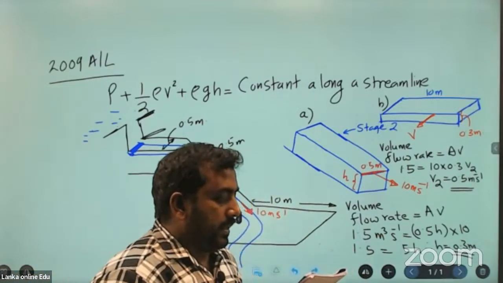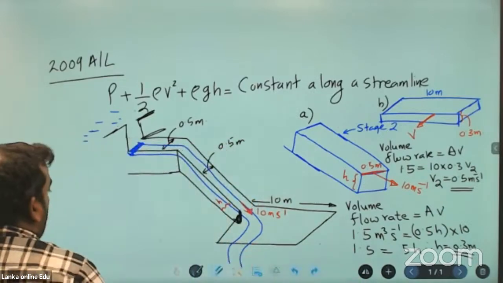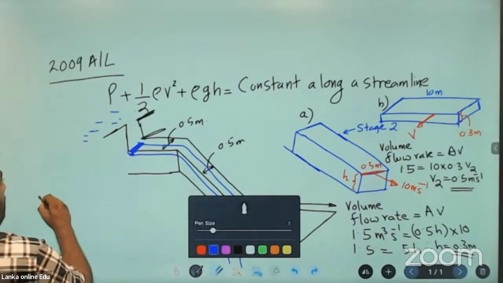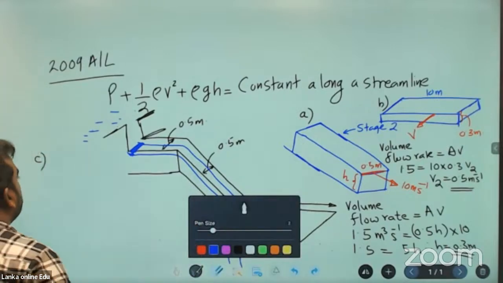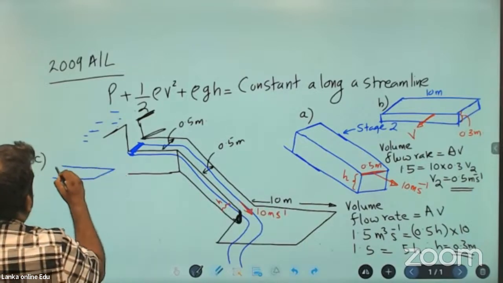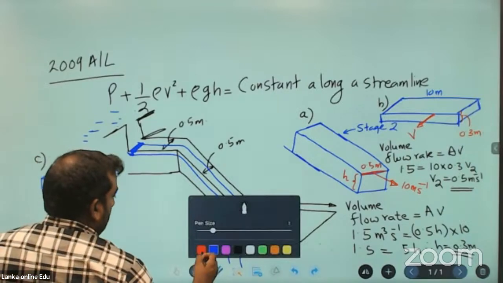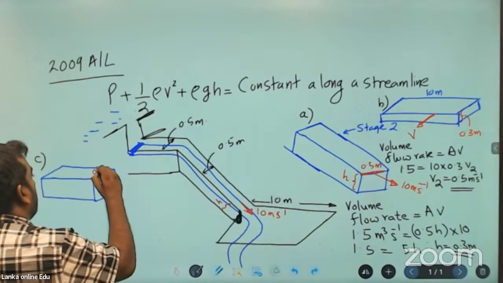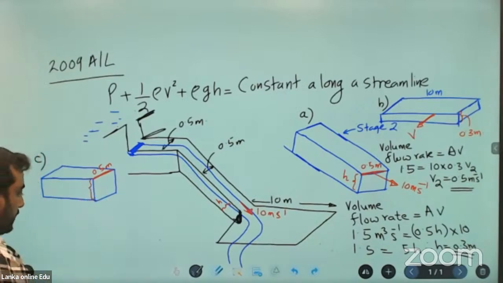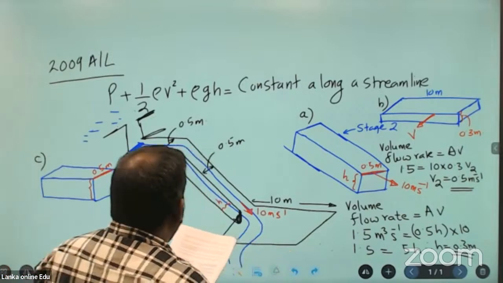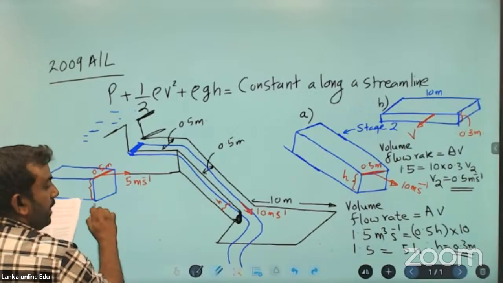Part C. If the speed of water flow in the horizontal channel in stage 1 is 5, now horizontal channel, stage number 1. Part C, I'll do it here in the same space. Here they have given you the width. Width is 0.5 meters. Height, of course, we don't know. I think we have to find the height. Velocity is 5 meters per second. Water coming out everywhere, 5 meters per second.